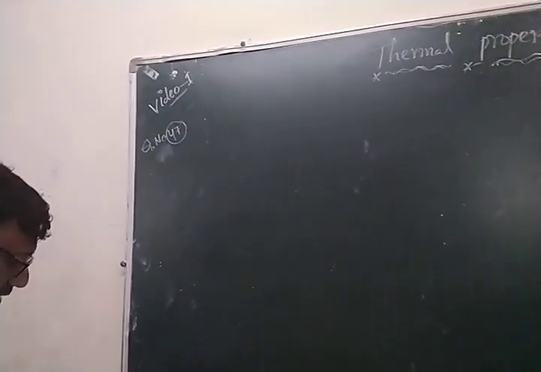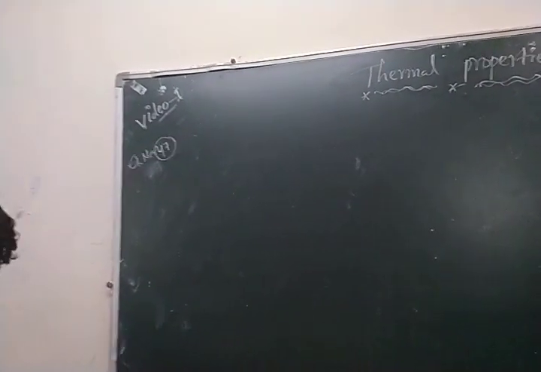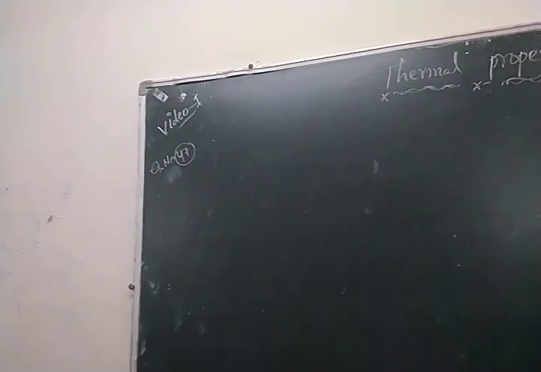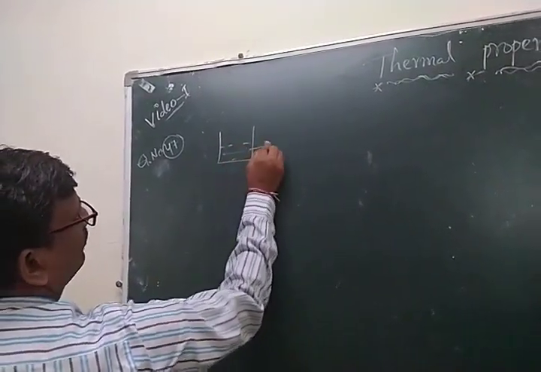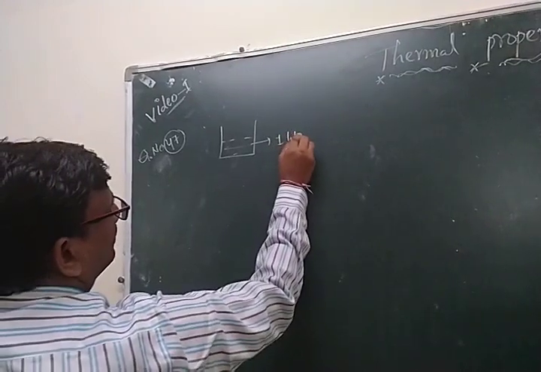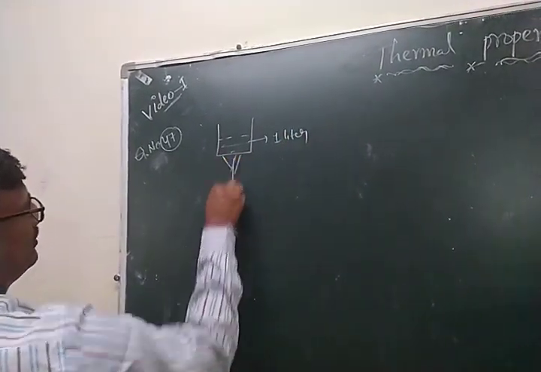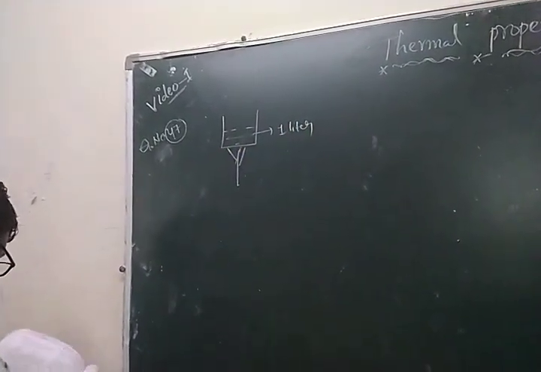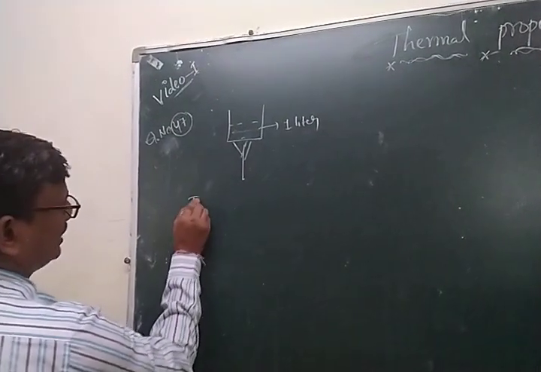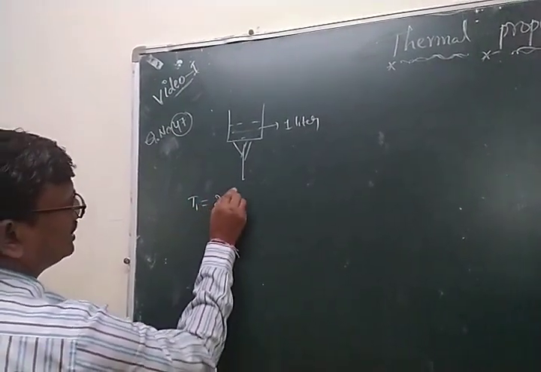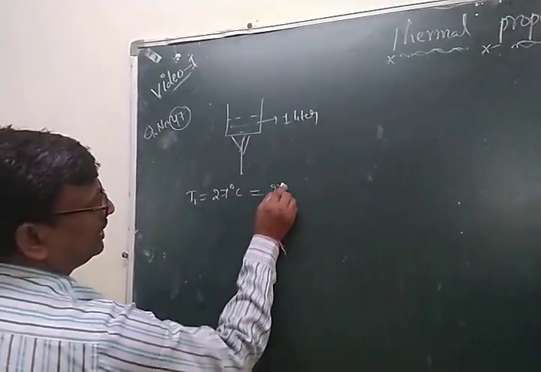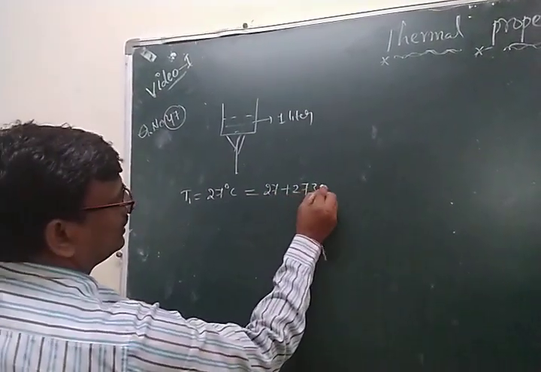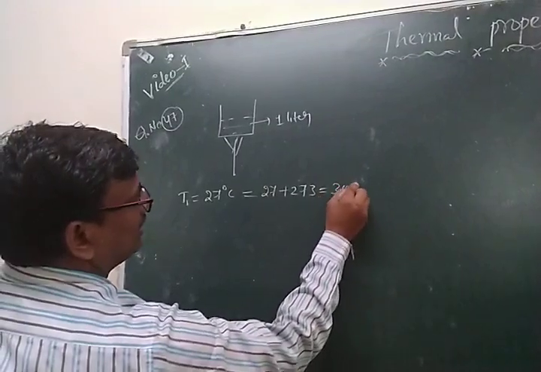See question number 47. A liter of air is heated from 27 degrees. For example, this is the container. Initially there is 1 liter. Now it gets heated. Initial temperature T1 is given as 27 degrees. Now convert it into Kelvin. That is 27 plus 273, which is equal to 300 Kelvin.